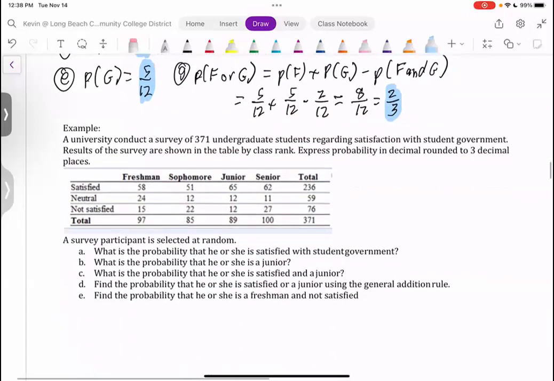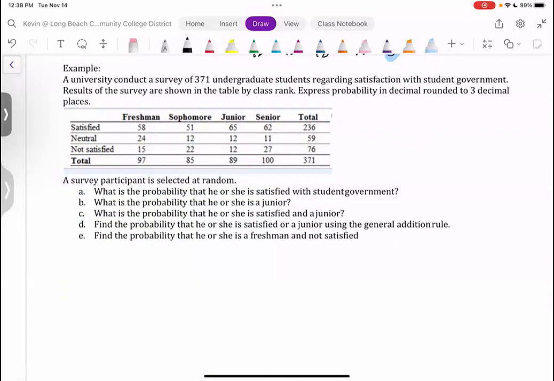All right, let's keep going with this general rule of addition. Here we have what's called a contingency table. The way we would read this is the total number of freshmen is 97. The total number of freshmen that are neutral about the student government, which is what this scenario is, is 24. And you can see those totals at the other end as well. All right, let's do this. My denominator is going to be the 371.